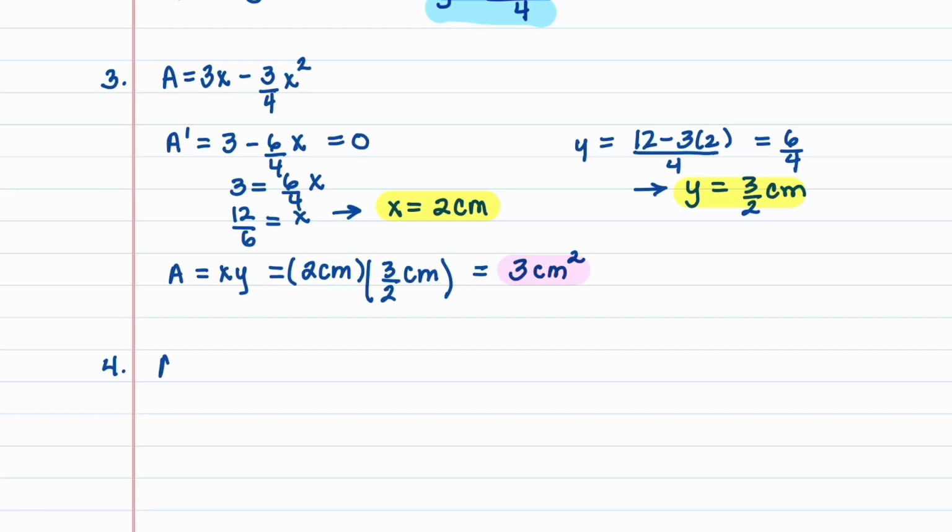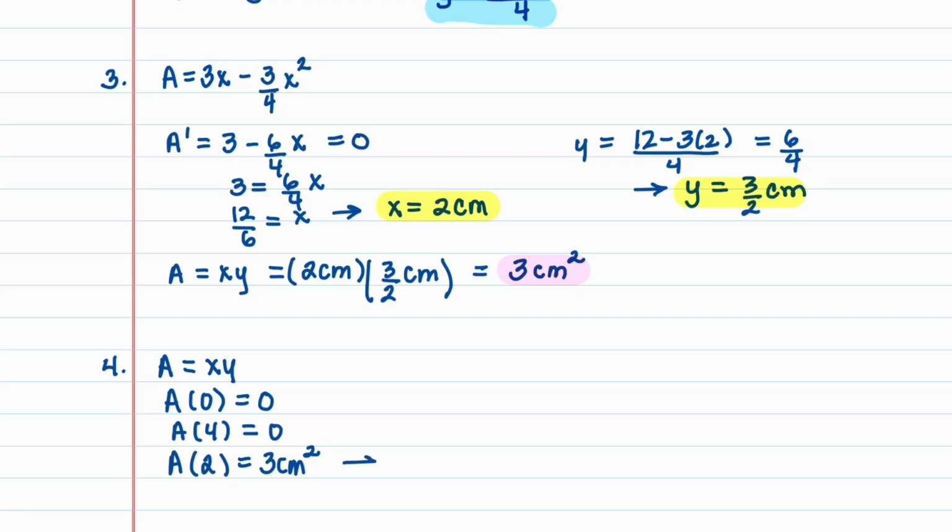We know that our area is equal to x times y, and we can use that. So A at 0 is going to be 0 because x is 0, and then A at 4 is going to be 0 because y is 0. And then we have A at our critical point, which is 2 centimeters, is equal to 3 centimeters squared. So this is our maximum area.